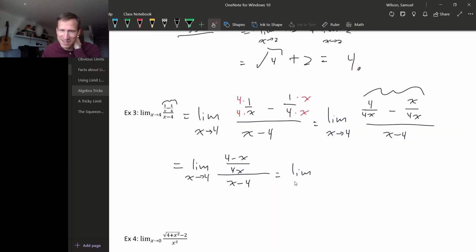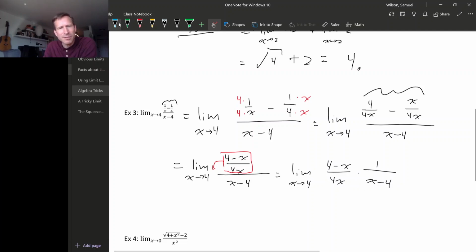So this is the limit as x goes to 4. I don't like having a fraction inside of a fraction here. That's messy. So what I'm going to do is take the numerator and sort of slide it off to the side. That's a trick you can always do with fractions. So 4 minus x over 4x times 1 over x minus 4.